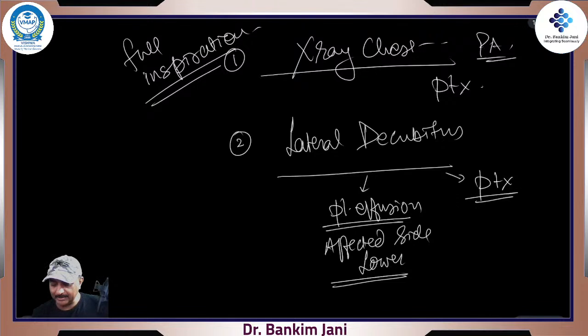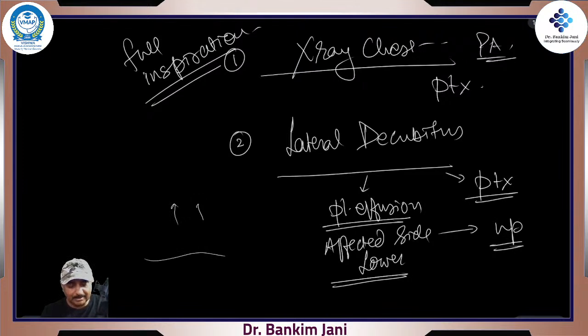In case of pneumothorax, the affected side should be up, right? So what would happen? Right, the difference in air and fluid. The affected side should be up, because air would go up, and the classical description is as if the lung would fall down, right?